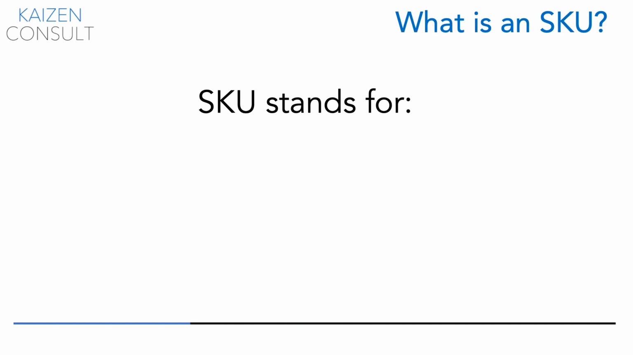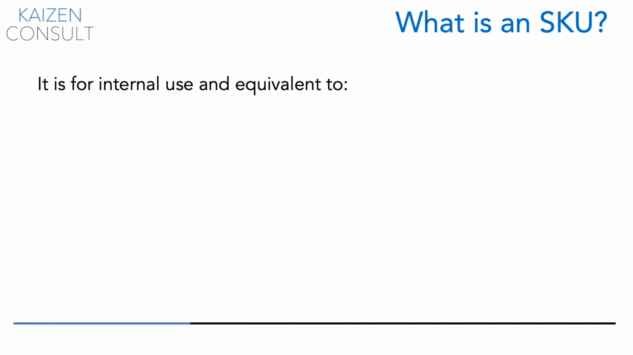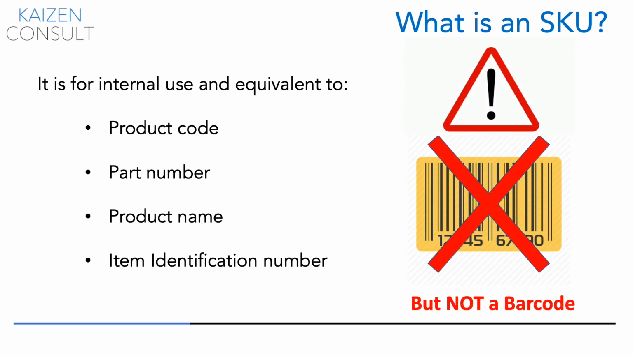SKU stands for Stock Keeping Unit. It is a unit of measure of all the pieces of your inventory, which can be called with the same name or description and can be stored together. It is for internal use and equivalent to a product code, a part number, a product name, an item identification number. However, it is not a barcode, although it can be linked to it in your system.